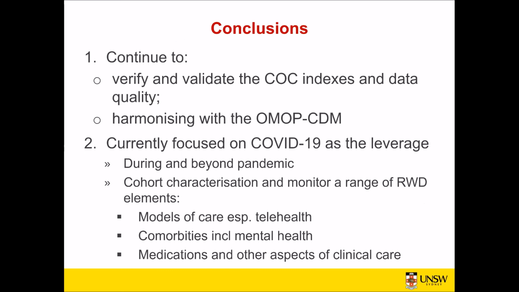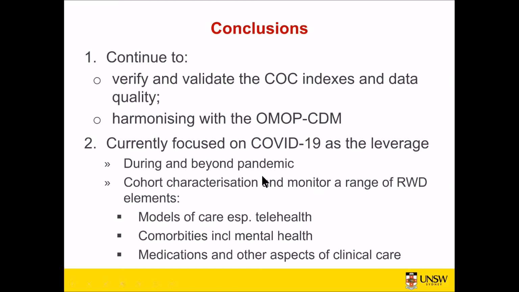So to conclude, we'll continue to validate the indexes that we talked about, the bias and the UPC, and the data quality, and continue to harmonize with the common data model, because at the local level, our data sets give us the opportunity to understand, if we're using the same type of data, what sample size, or what number of patients in large data sets we need to get to a level where we can say the results reflect the true situation.